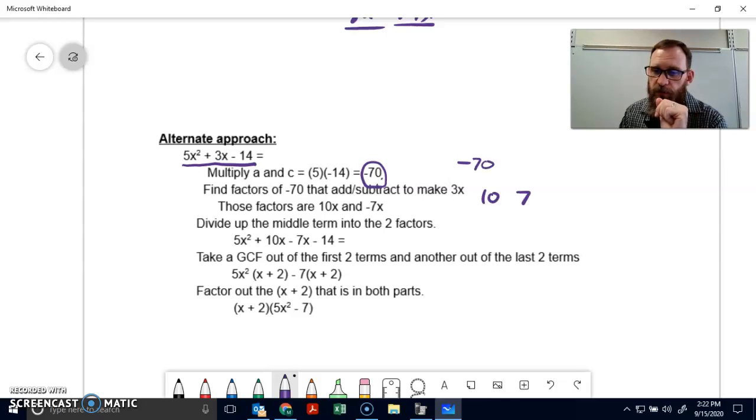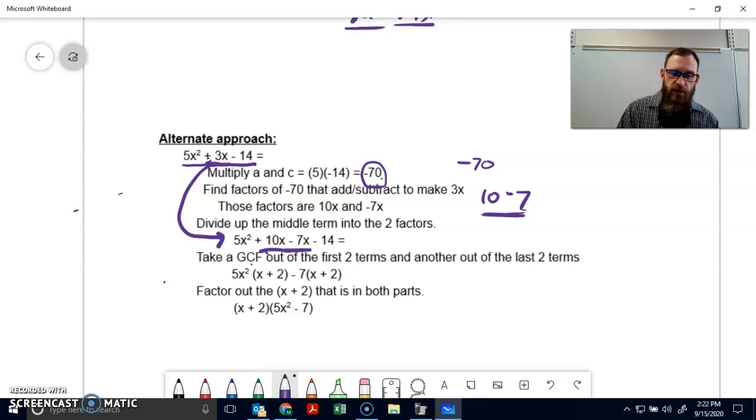And I think pretty clearly you can recognize 10 and 7. 10 minus 7 would give me positive 3x. So I'm going to break up this middle term, this 3x up here, right here, and I'm going to break it up into two terms. So I'm going to break it up into 10x and minus 7x, the two numbers that I came up with over here, and you can see it right here in the middle. So 5x squared plus 10x minus 7x minus 14. So I took the 3x and broke it up into two terms.